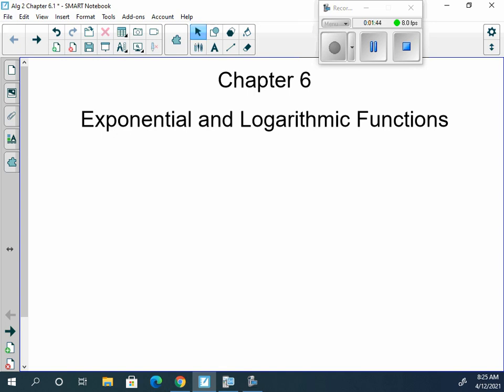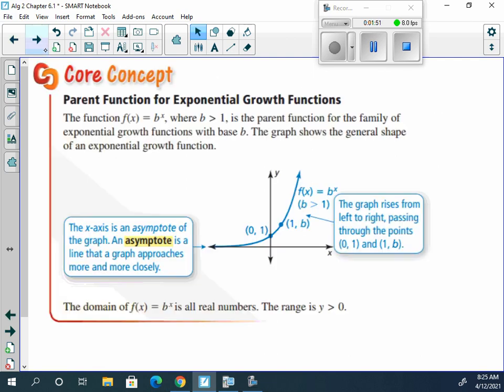But today, we're not going to get too deep into exponential or logarithmic functions. We're going to look at exponential growth and exponential decay. Now this here is an exponential growth function, the parent function of an exponential growth. The function f of x equals b to the x, where b is greater than 1, is the parent function for the family of exponential growth functions with the base b. This graph shows the general shape of the exponential function.